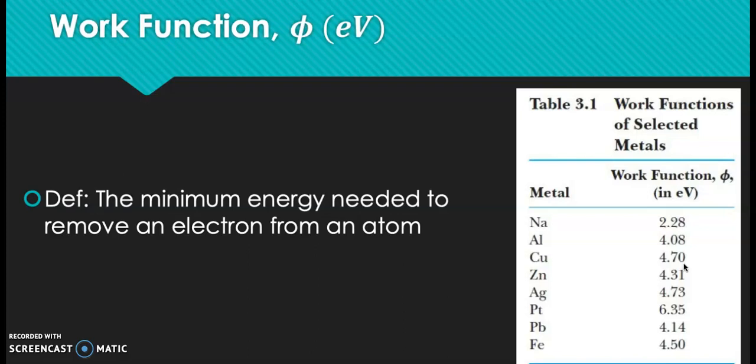So think to yourself, which one do you think would be the absolute worst metal in this chart for making a solar panel? Just eyeballing this, it looks like it would be platinum. Right? With platinum, it would take at least 6.35 electron volts to get any electrons out, whereas something like sodium only takes 2.28.